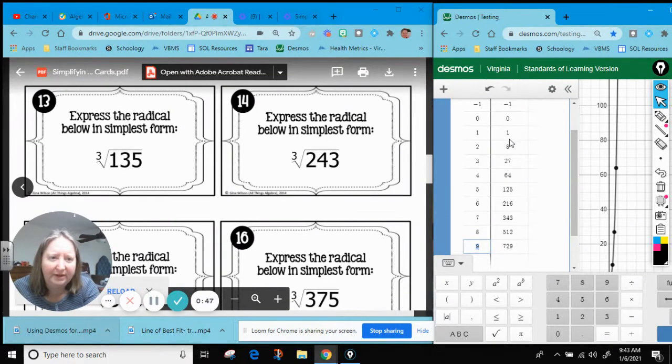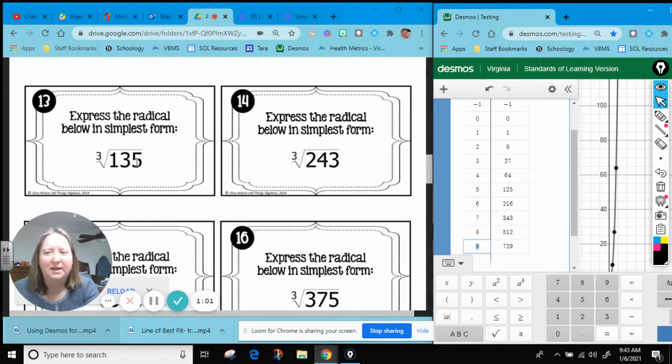So the number we're looking for is 135. First of all, look in your list. Is 135 a perfect cube? No, it is not. It would be somewhere in between these two. So it is not a perfect cube, but are there factors? Are there numbers that multiply to equal 135 and one of them is a perfect cube? That's what we want to know.